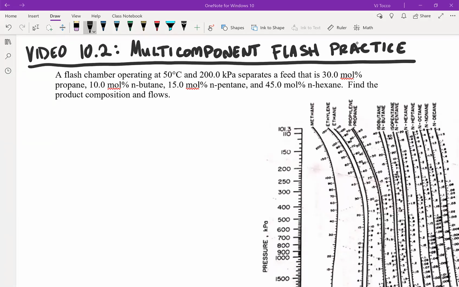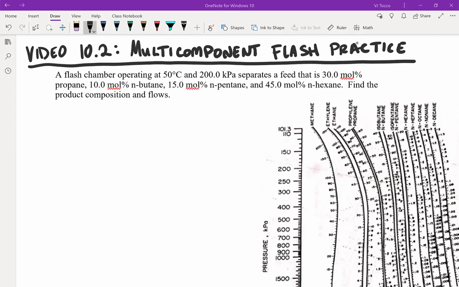This video will be a practice problem of a multi-component flash distillation. It says a flash chamber operating at 50 C and 200 kilopascals separates a feed that is 30% propane, 10% N-butane, 15% N-pentane, and 45% N-hexane. Find the product composition and flows.